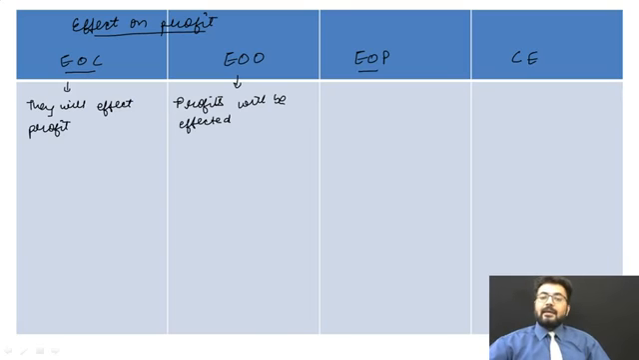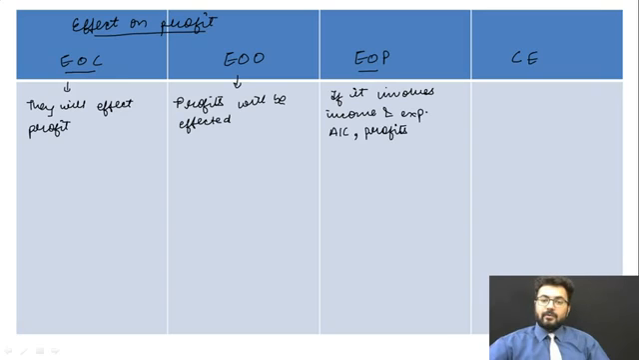Now, moving on to the next. Errors of principle, if they involve income and expenditure. If it involves your income and expenditure account, then definitely profits will be affected. Did you get my point? Yes? Okay.